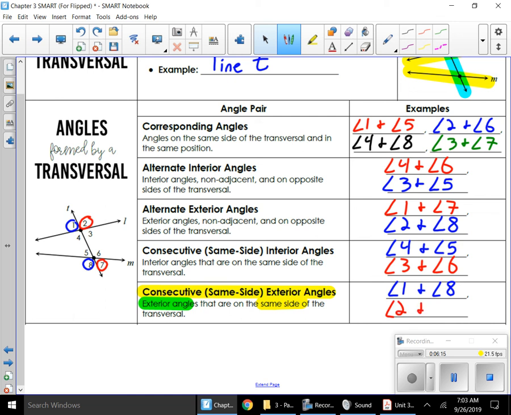So this is all the vocabulary that we need for this section. Let's go ahead and look at a couple examples.